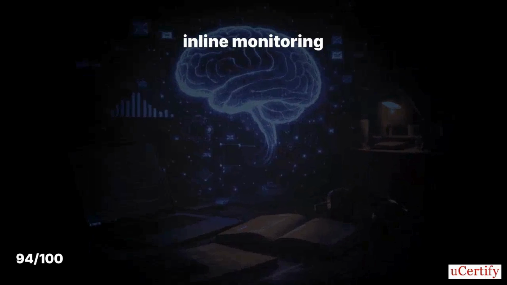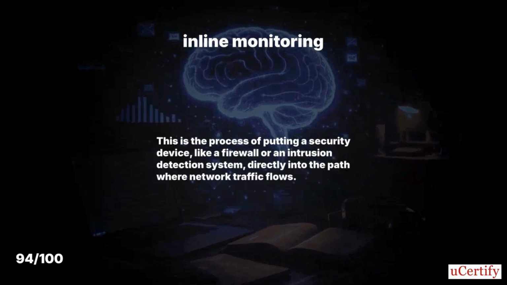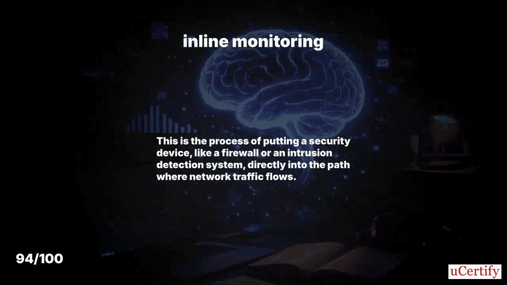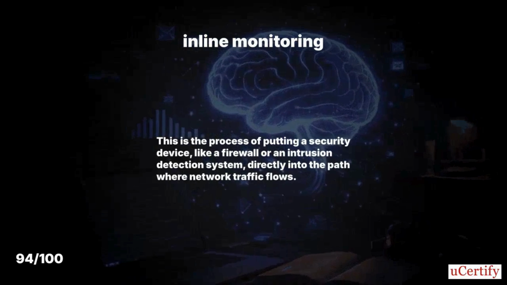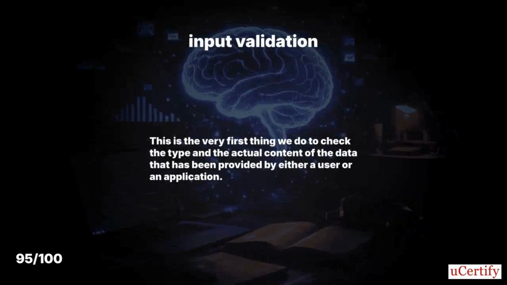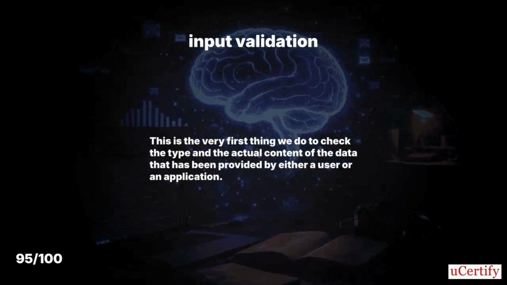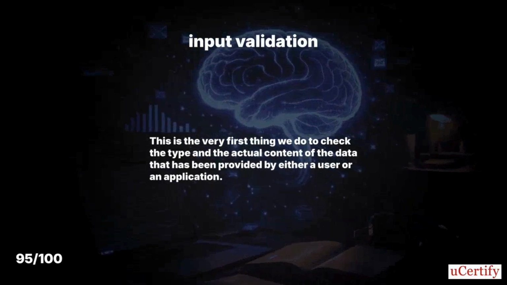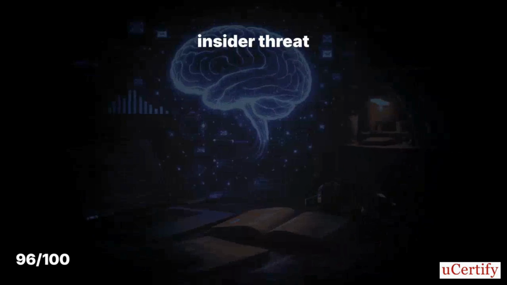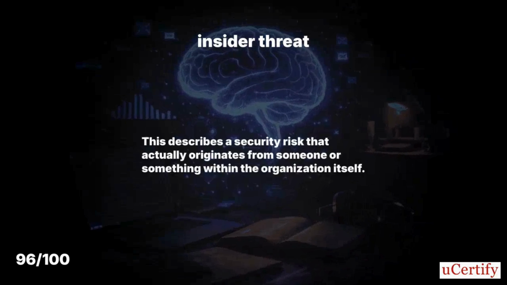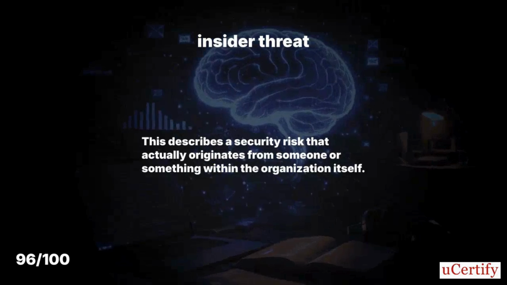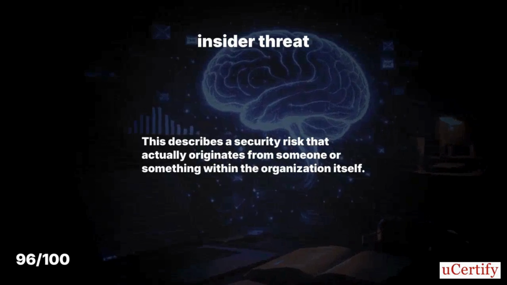Inline monitoring. This is the process of putting a security device, like a firewall or an intrusion detection system, directly into the path where network traffic flows. Input validation. This is the very first thing we do to check the type and the actual content of the data that has been provided by either a user or an application. Insider threat. This describes a security risk that actually originates from someone or something within the organization itself.